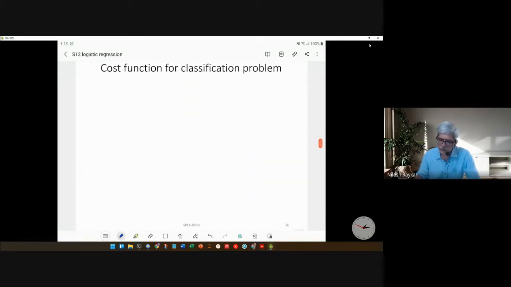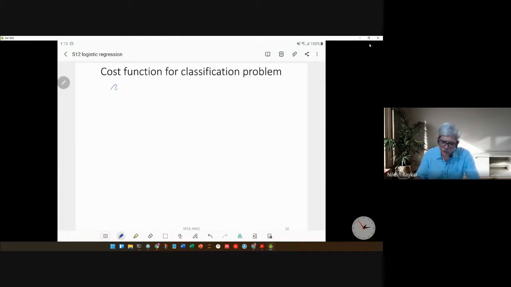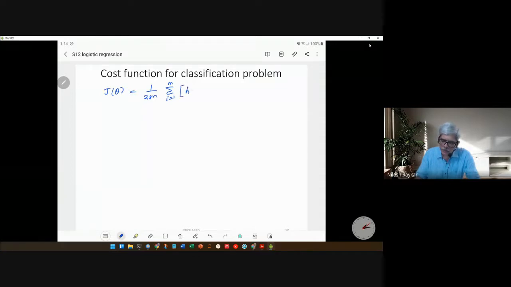So the cost function for the classification problem, let's first see what cost function we used for linear regression. So J of theta, we defined there as 1 by 2m sigma i equal to 1 to m, that is summation over number of samples, of the value of hypothesis function, so it's theta x, the feature vector for the ith sample, minus the label value of that particular sample, the whole square. So this is the function we use for the linear regression.